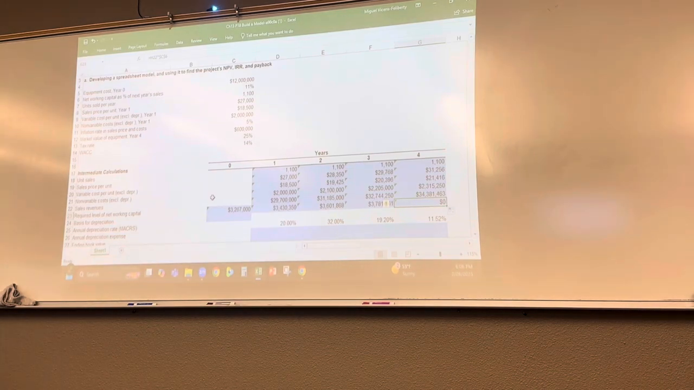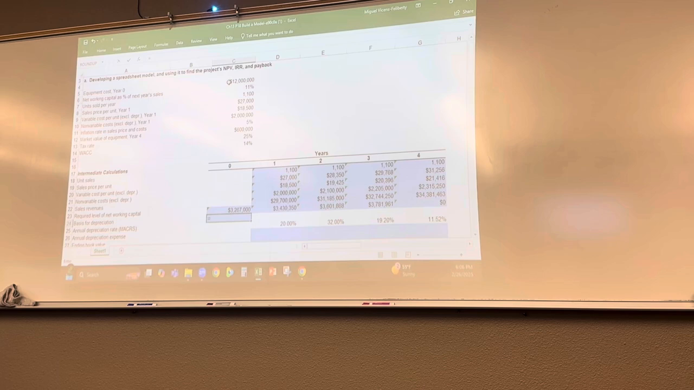My basis for depreciation, there's no tricks here, this is just the 12 million equipment costs. I'm not told anything about installation, transportation, none of that stuff. I don't have to add anything together, it's just given as 12 million.